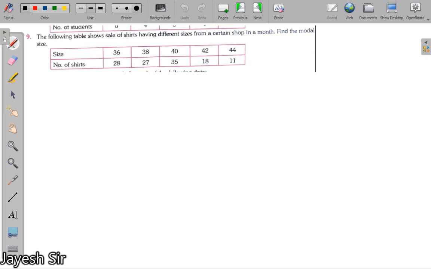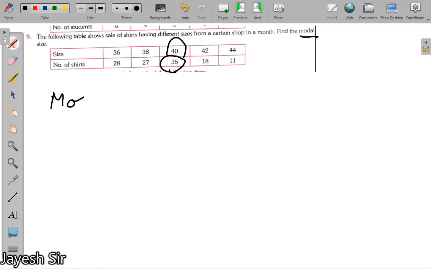Next is question number 9. Question number 9 is: the following table shows the shirts having different sizes from a certain shop of a month. Find the modal size. Okay, मोड निकालें या मॉडल साइज निकालें, एक ही बात होती है. लेट मी रिपीट इट अगेन. या तो हम मोड निकालें या मॉडल साइज निकालें, एक ही बात होती है. ओके, सो मॉडल साइज, once again we will observe the maximum frequency. Maximum frequency is 35 and number opposite to it is 40.